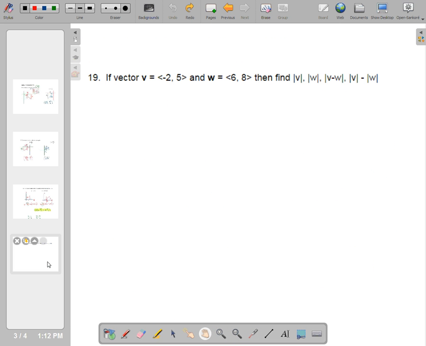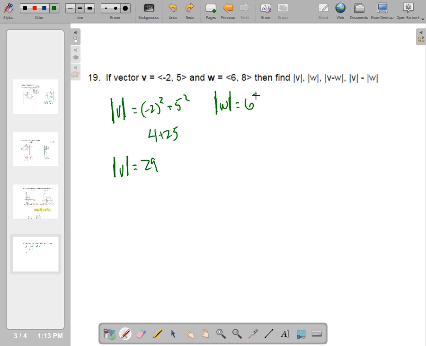One more to do. They're giving me a couple of vectors, and they're asking me to find some of their magnitudes. This should be an indicator that you're going to have to use the equivalent of the Pythagorean theorem for vectors. So they're telling me that negative 2, 5 is one of my vectors, so I need to first find the magnitude of v. And the way you do that is you square negative 2 and you square 5, and that would be 4 plus 25. So the absolute value of v is radical 29. I could do the same thing to find the absolute value of w, which is 6 squared plus 8 squared. That's 36 plus 64, which is 100, and the square root of 100 is 10, because you have to square root this. Okay.